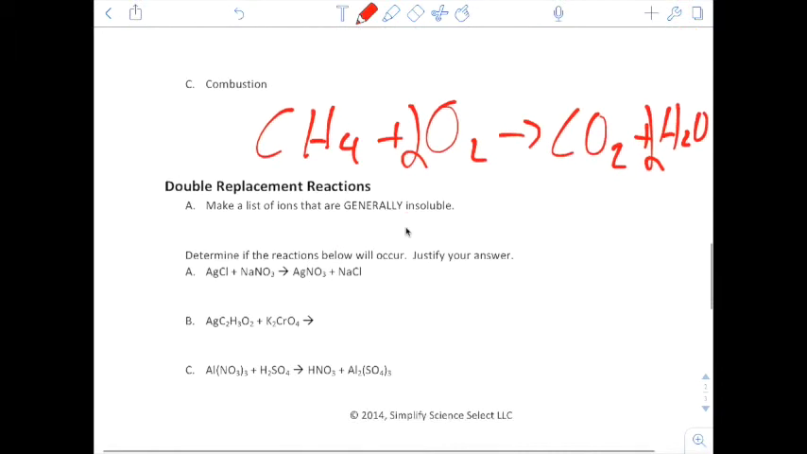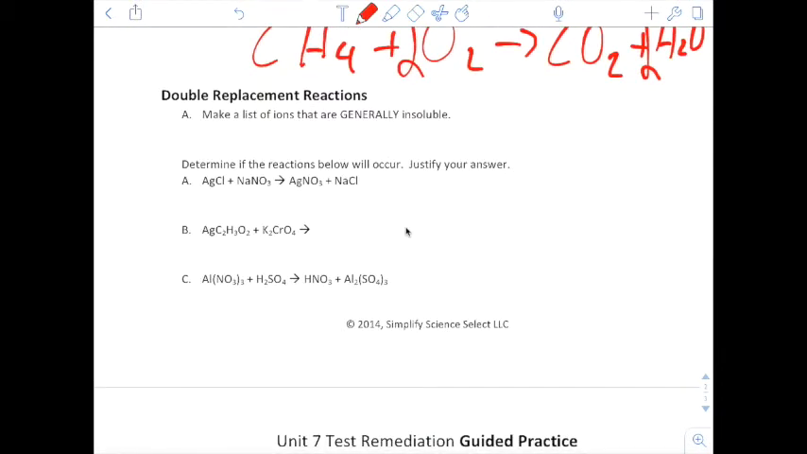Moving on to double replacement reactions. It says make a list of ions that are generally insoluble. Now you can use your star chart for this if your teacher allows you to use your star chart and you have the solubility rules. Remember, what we say is things that are insoluble means they won't dissolve. Generally we're talking about some carbonates, some phosphates, chromates, dichromates, and hydroxides. Those can be insoluble compounds.